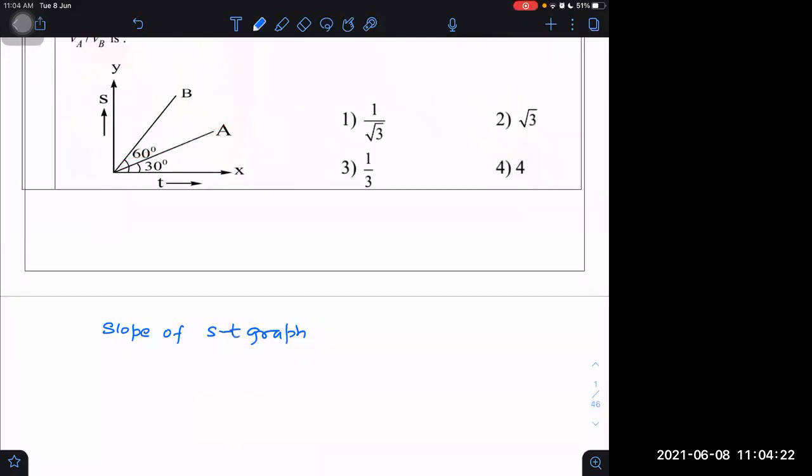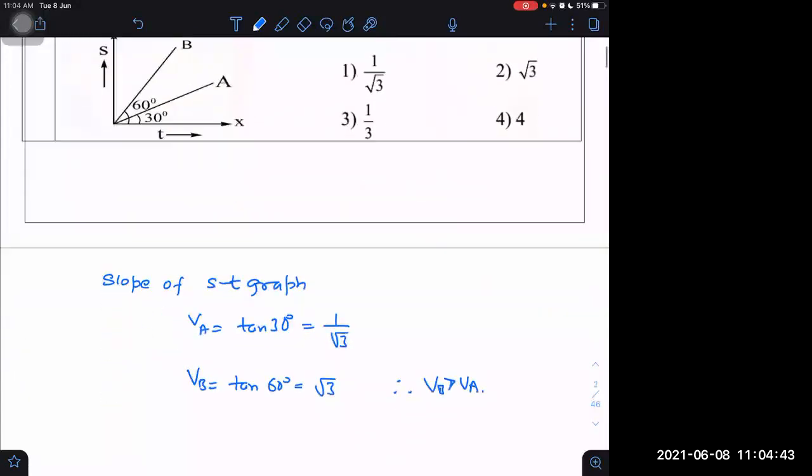Therefore, I can say velocity for A is equal to tan 30 degrees, which is 1 by root 3. Velocity of B will be equal to tan of 60 degrees, which is root 3. Therefore, which is greater? VB is greater than VA.